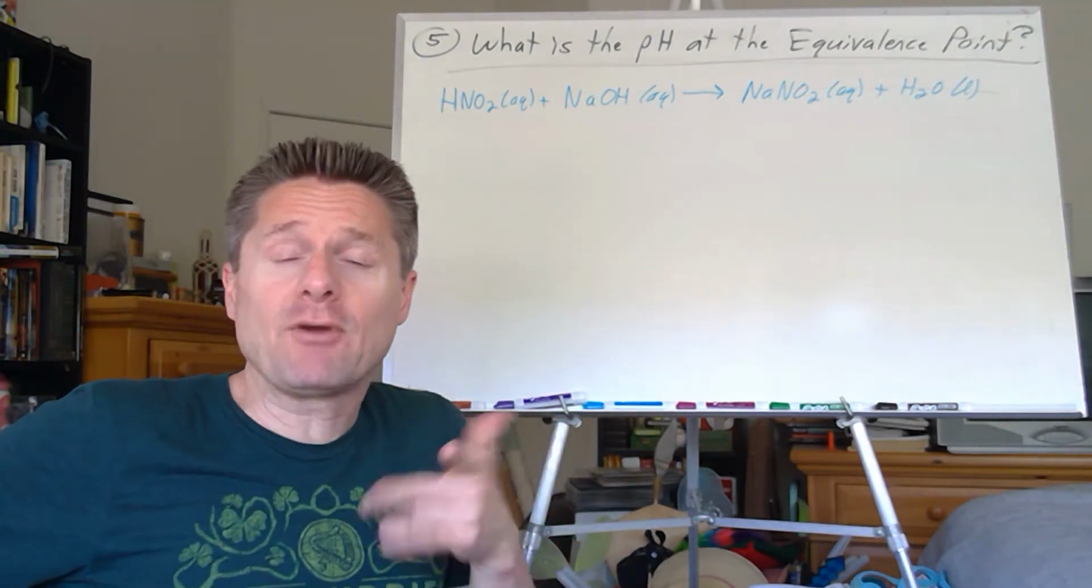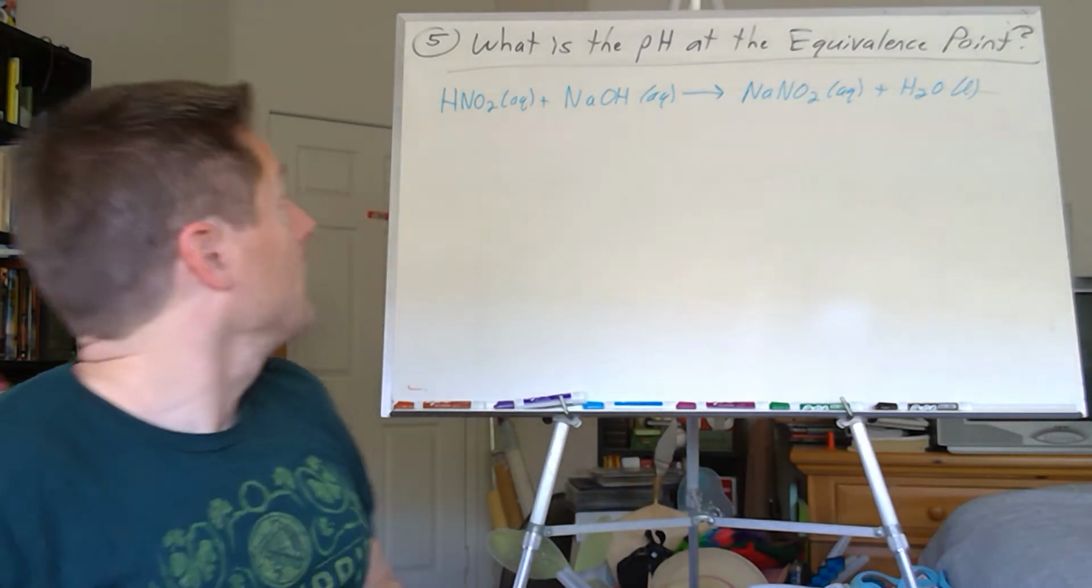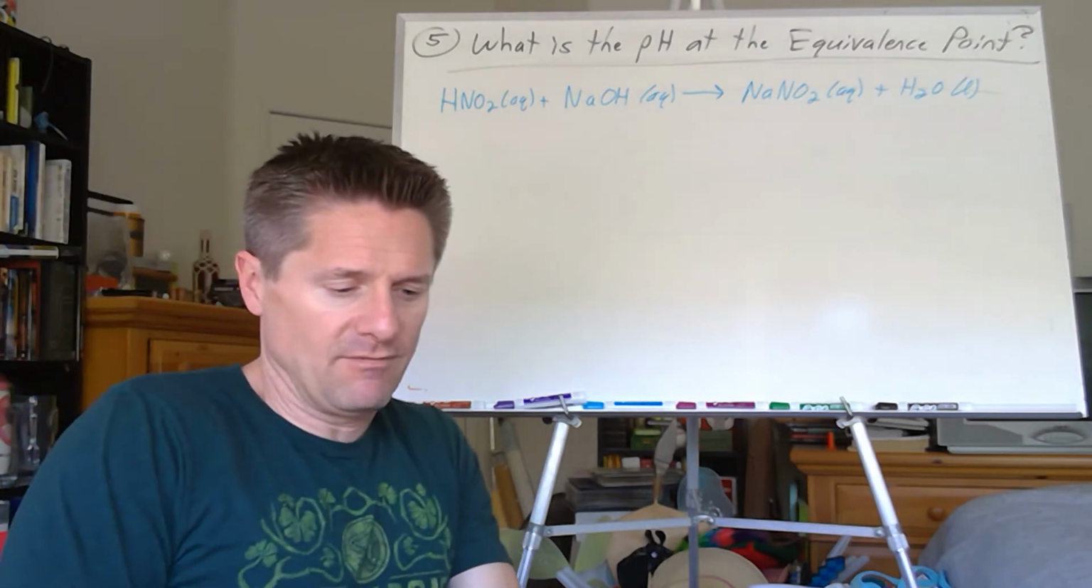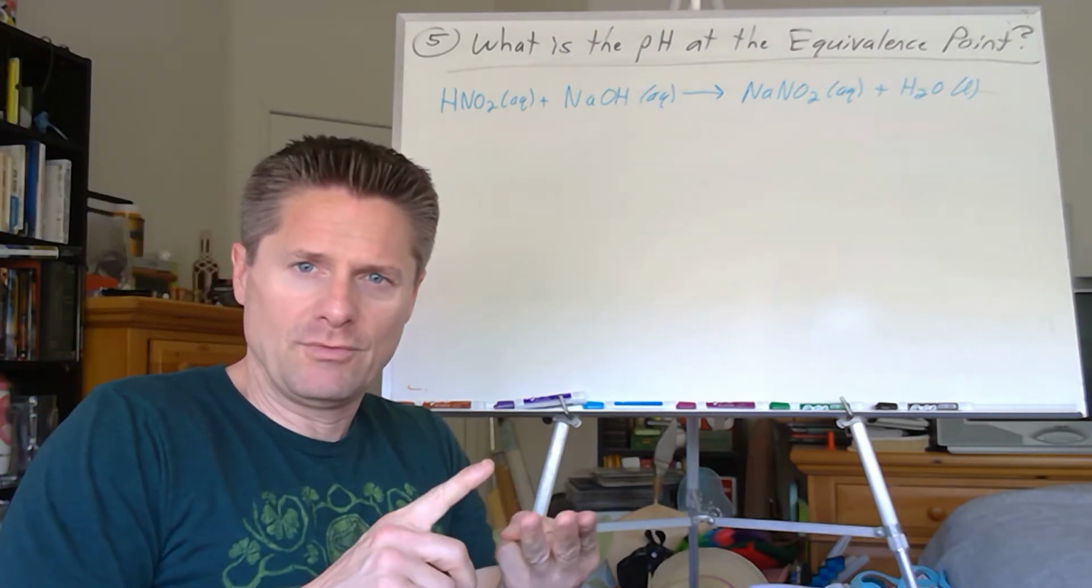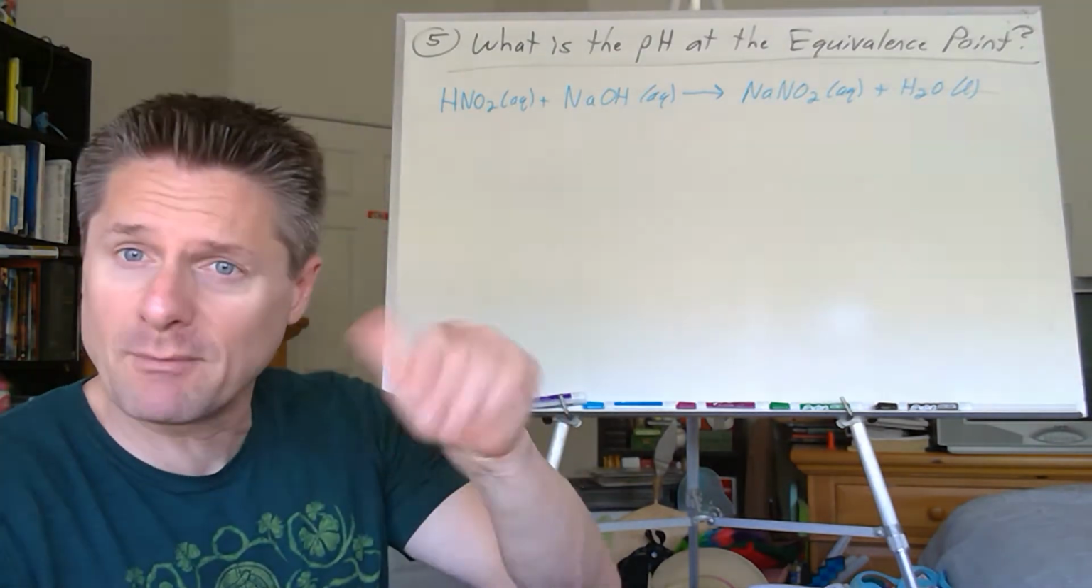We did the half equivalence point, right? We did all that fun stuff. So we are now at the equivalence point. So we did the volume, the initial, the pre-equivalence, half equivalence. So we're number 5 now. Only 2 left, number 5 and 6.